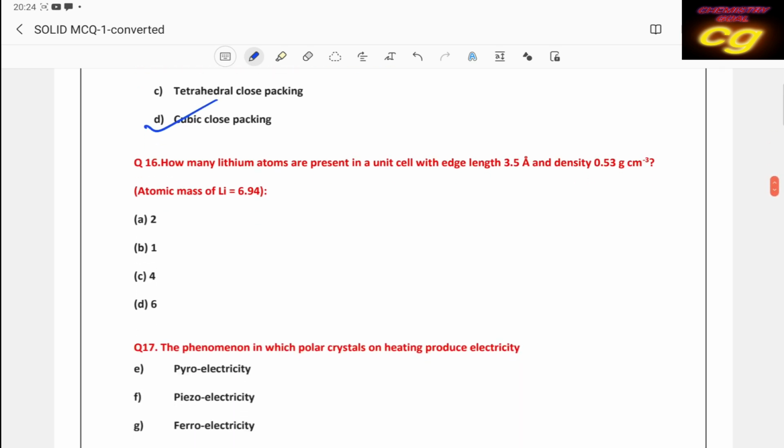How many lithium atoms are present in a unit cell with this edge length in angstrom and density 0.53 gram per centimeter cube, atomic mass of lithium 6.94. So how many lithium atoms? That means the value of Z is asked. We know the formula that rho is equal to Zm by N0 a cube. Z value is not known, M value is the atomic mass 6.94, you take it as 7 for better calculation.